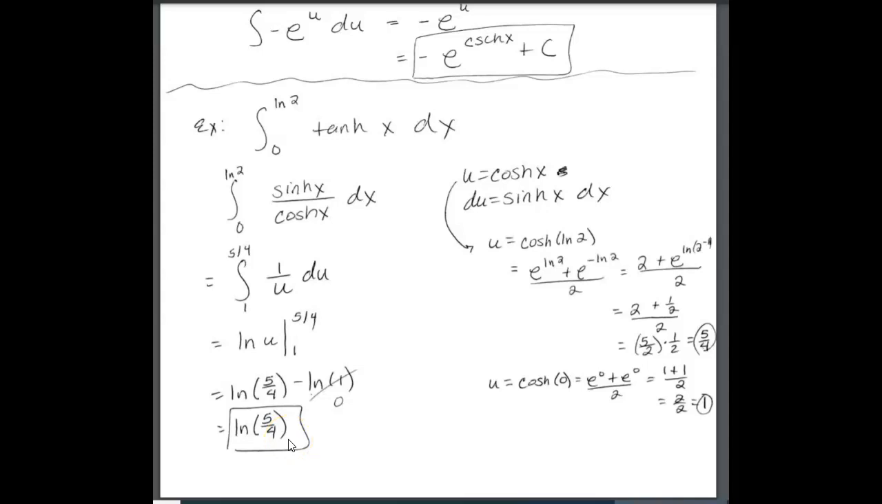All right, that's pretty much it. Just know how to evaluate antiderivatives, indefinite and definite integrals, and find regular derivatives of the hyperbolic functions. Okay, all right, so that is it for section 7.3. So that means on Monday we will be ready to start chapter 8.